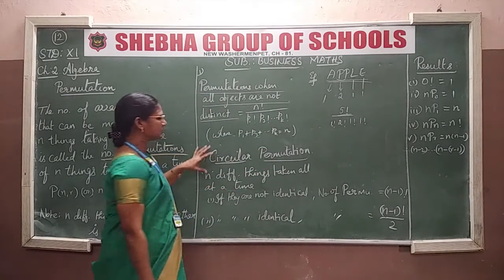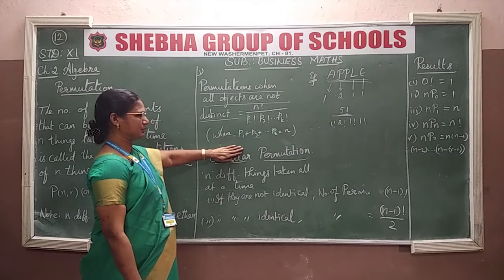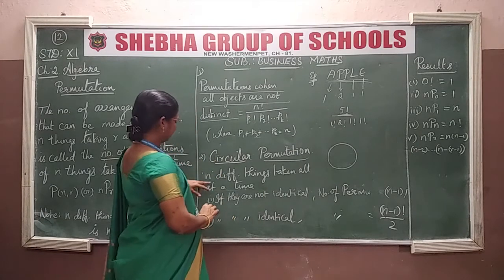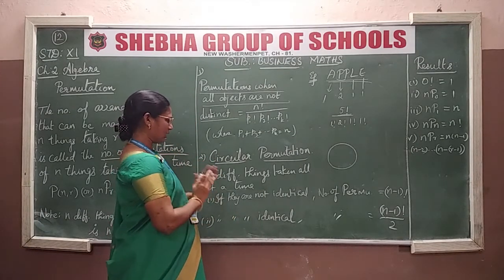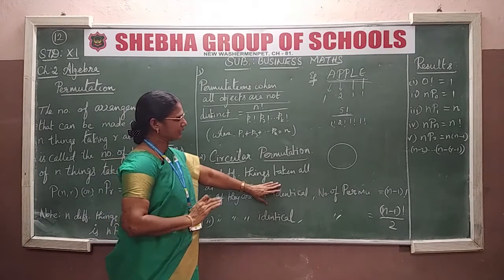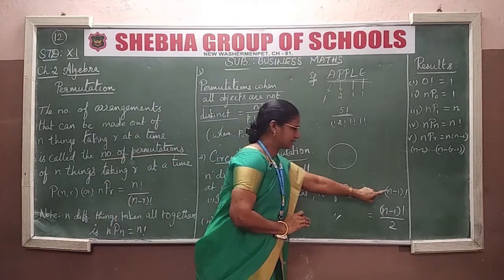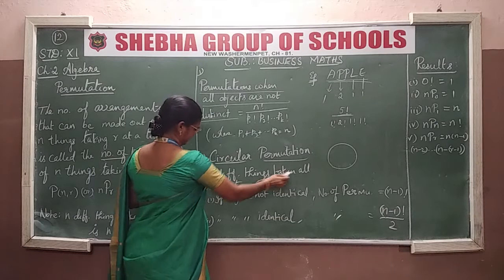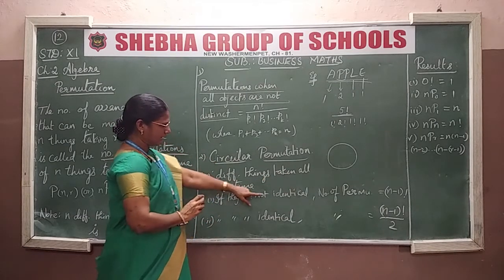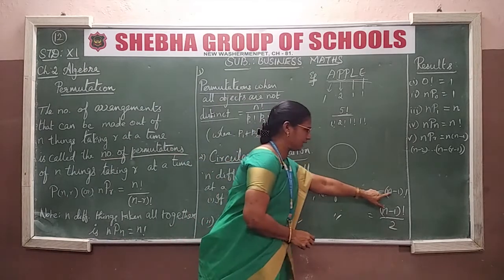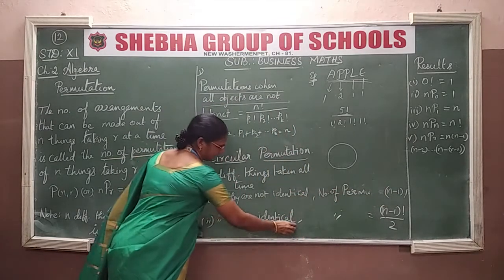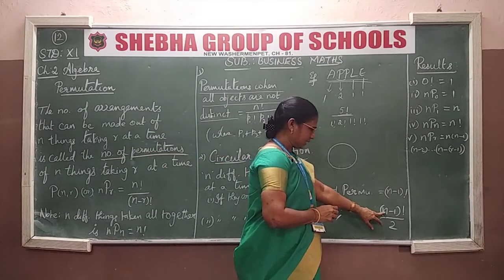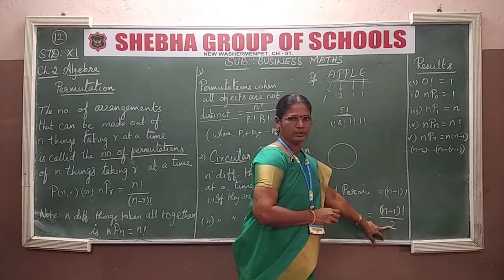Okay. Next one, circular permutations. Circular permutation means arrangement in a circle. In this case, suppose our things are not identical, the number of permutations is n minus 1 factorial, taking all the things at a time. N different things taken all at a time. Not identical means its value is n minus 1 factorial. If all the things are identical, then the number of permutations is n minus 1 factorial divided by 2. Understood?